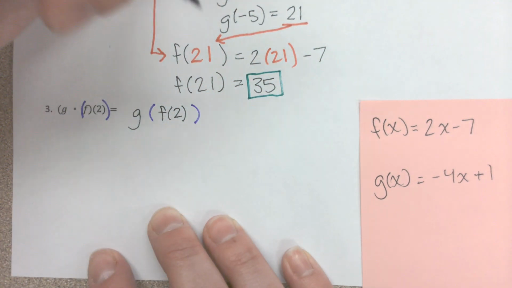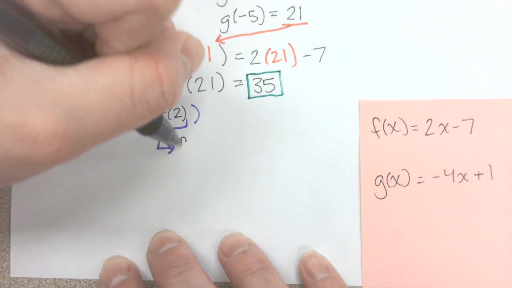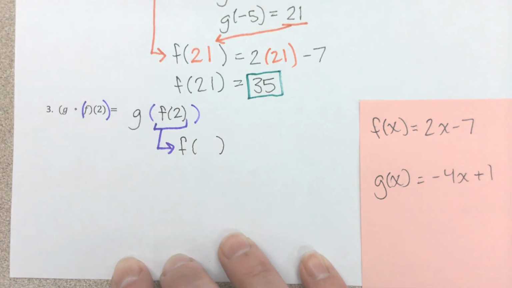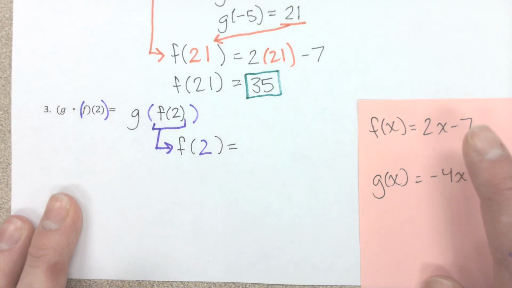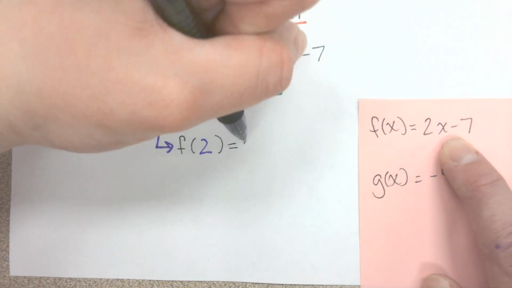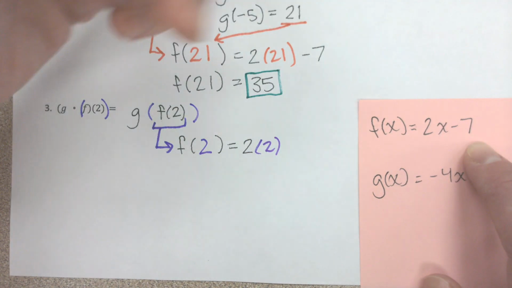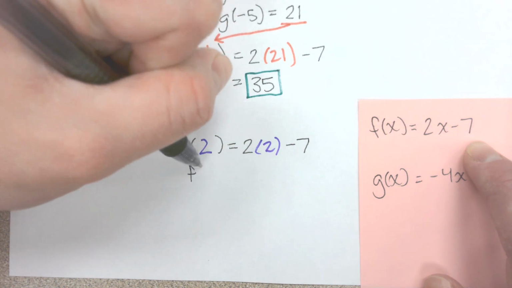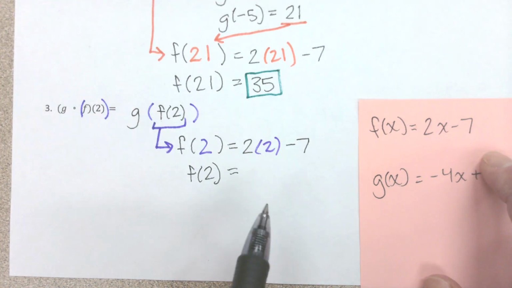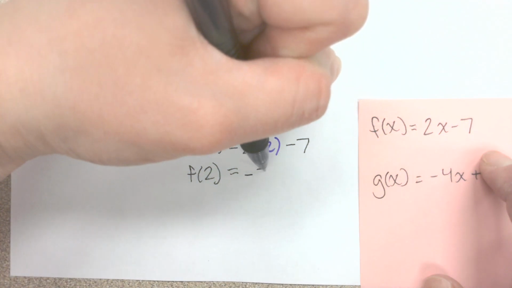Let's start with the inside function. This time it's f of 2. Again, I got the equations on the side here. We're going to plug 2 into that x. 2 times 2 minus 7. F of 2 equals 2 times 2 is 4 minus 7. That's negative 3.